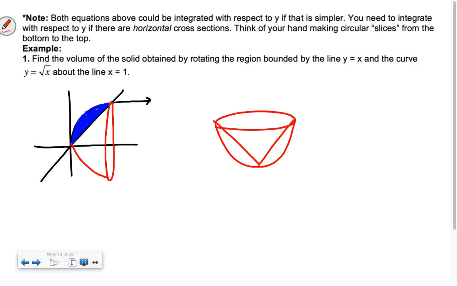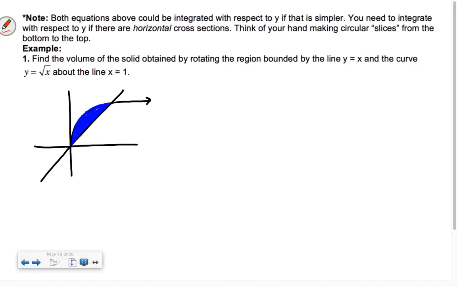You do not have to visualize this. You do not have to draw this 3D thing. So you could leave your drawing like this. That would be if it was going around the x-axis. This time we're not going around the x-axis. Instead, we're going around the line x equals 1. So we're going here.